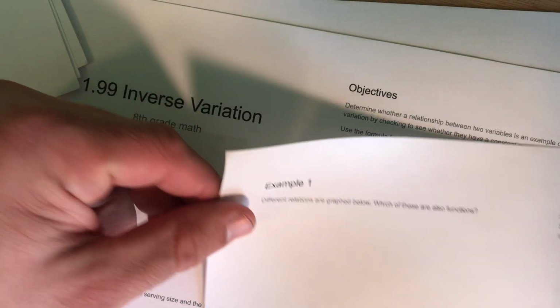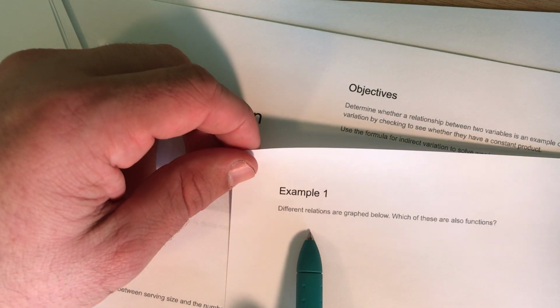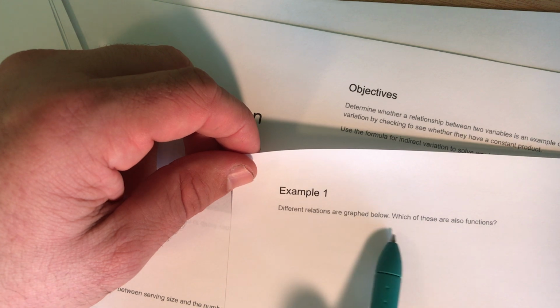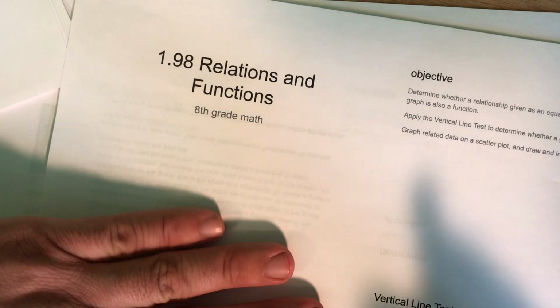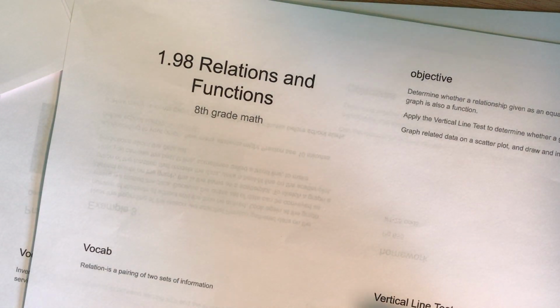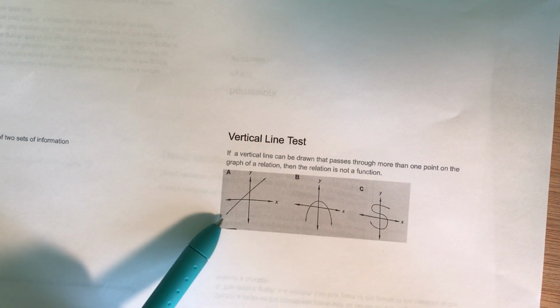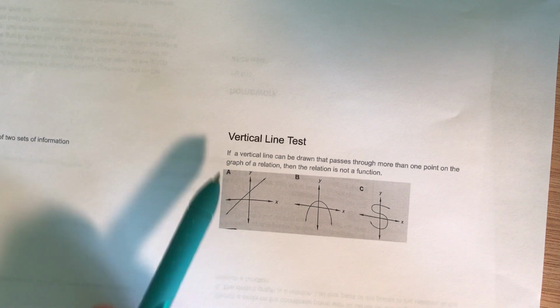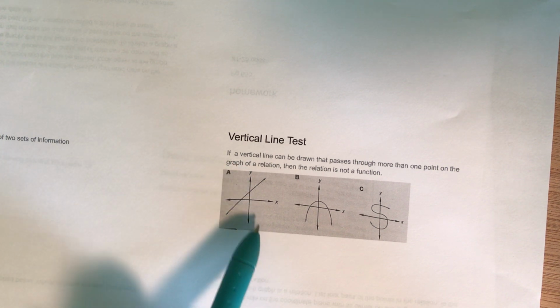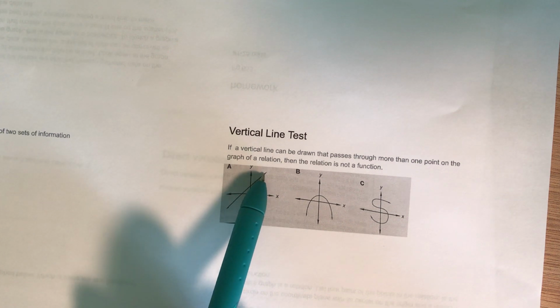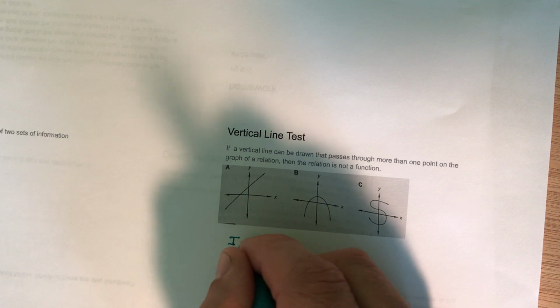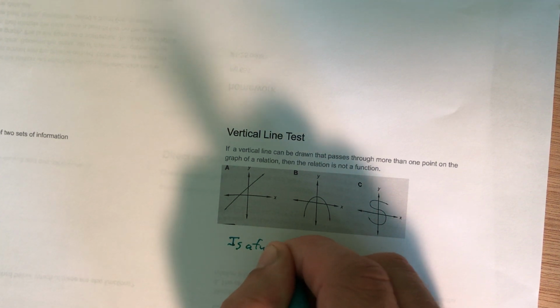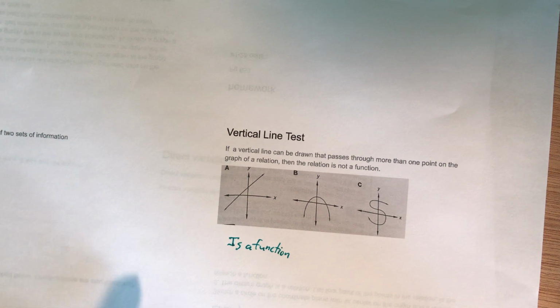If you go to example one, and those lines should have been there, different relations are graphed below. Which of these are functions? Going back to A here, vertical lines go up, right? Is there any point in which we go up that we will ever cross this line twice? No. So this one is a function, because it passes the vertical line test.